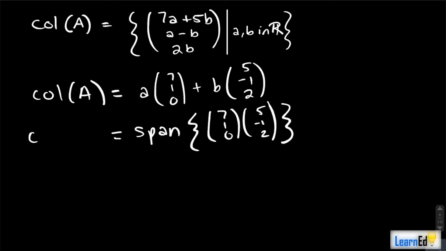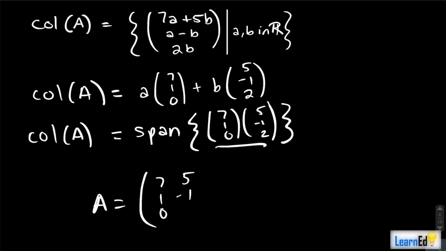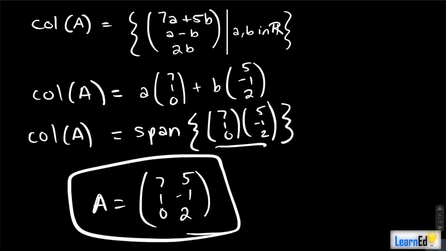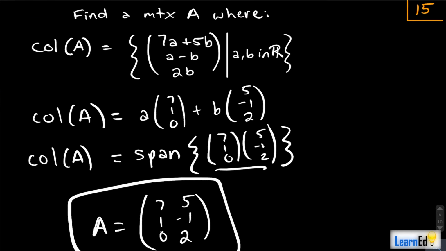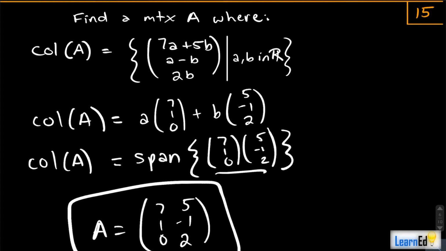Remember how I said that the column space of A is the span of the columns of A. If those two vectors are the columns of A, we can just write this as 7, 1, 0, 5, negative 1, 2, and be done. That was the idea with this problem. We're talking about what the column space of A actually is. It's the span of all the possible linear combinations of A, giving you every single B vector that you could get. That's what this column space is telling you.